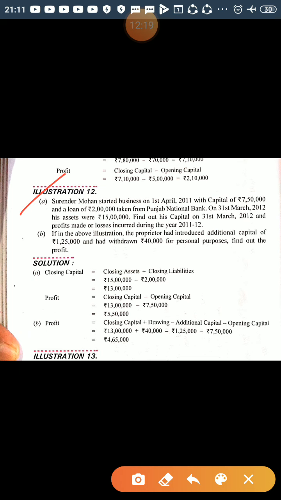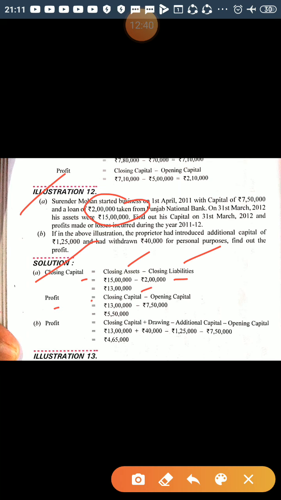This is the same as we have just discussed. So closing capital will be calculated on the basis of closing assets and closing liability. Closing assets, they have given 15 lakh and closing liability is the loan they have taken. So 2 lakh, 15 lakh minus 2 lakh, 13 lakhs.